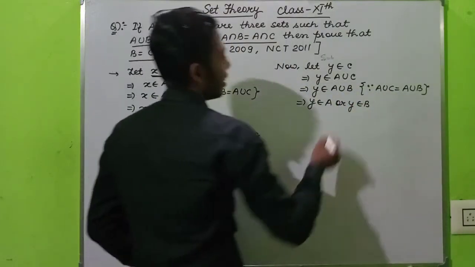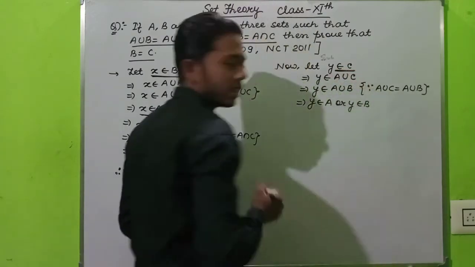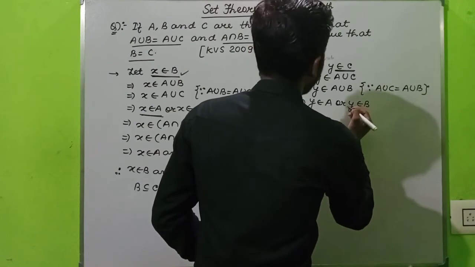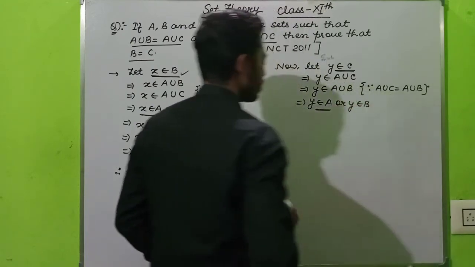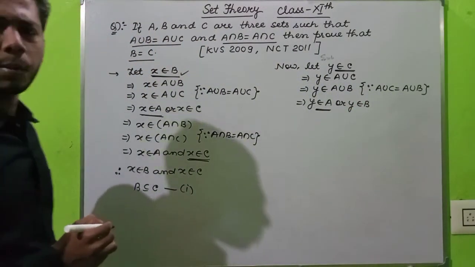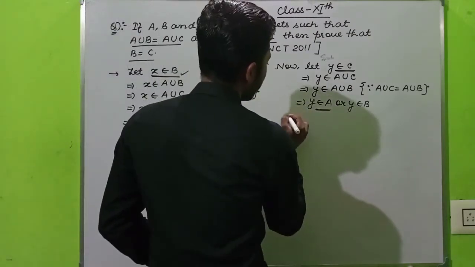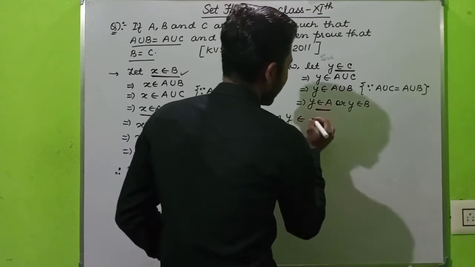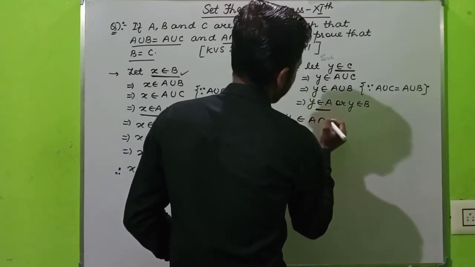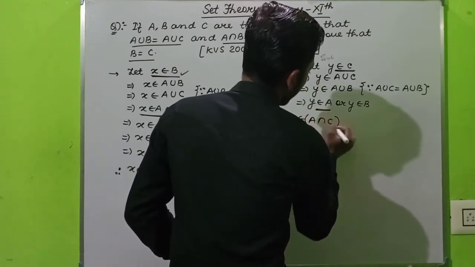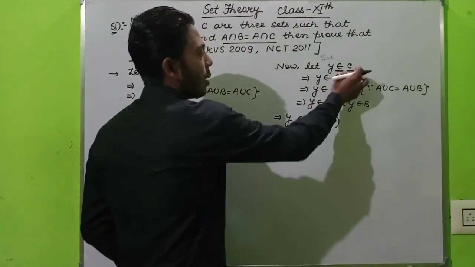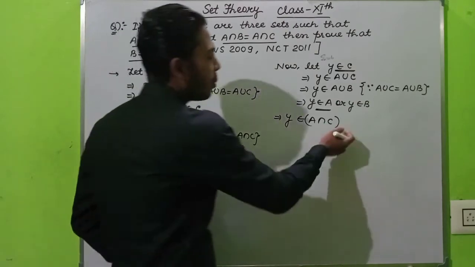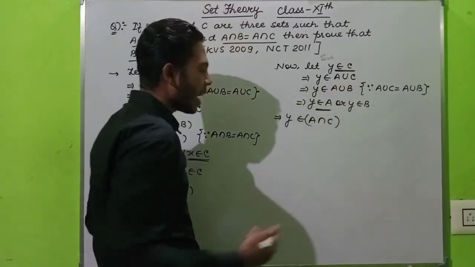Now we see here that Y is an element of set C. Also Y is an element of set A. Therefore we can say that Y is an element of A intersection C, because Y belongs to set A and Y belongs to set C. यानी कि कॉमन एलिमेंट. Y दोनों सेट्स में कॉमन है, इसीलिए इंटरसेक्शन में लाई करेगा.